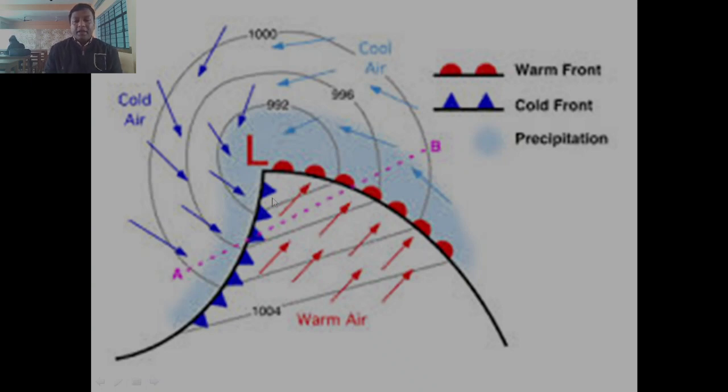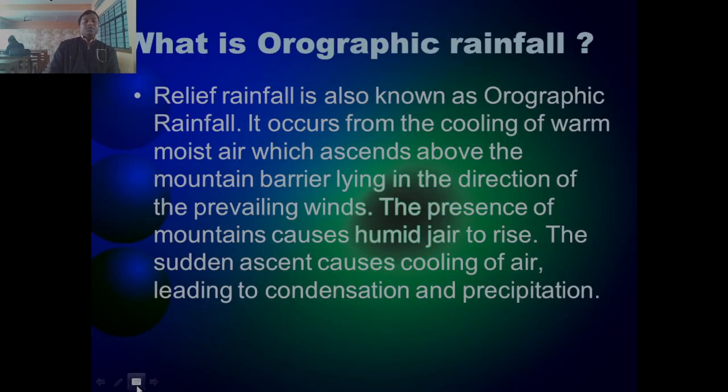Dear students, look at this picture. Here is warm air, here is cold air. On mixing of these, a circular pattern forms here, and this is the way of cyclonic rainfall. Now, last but not the least, what is orographic rainfall?